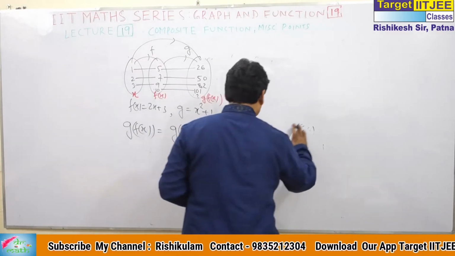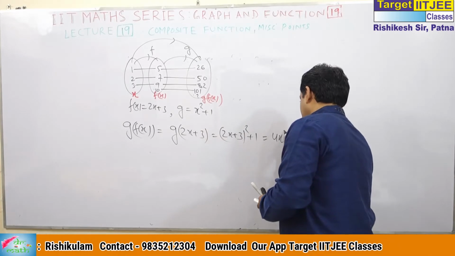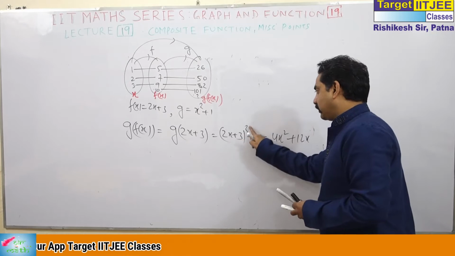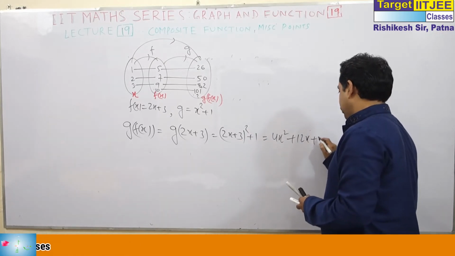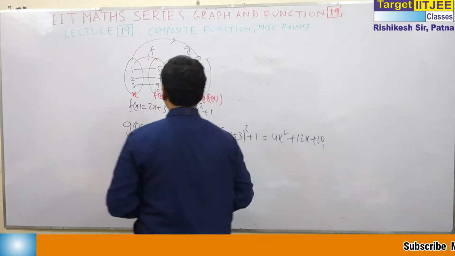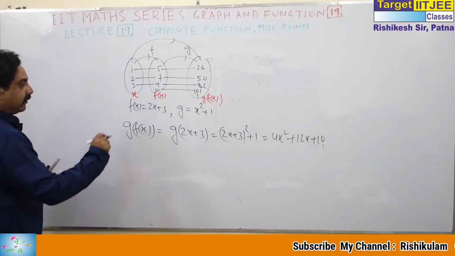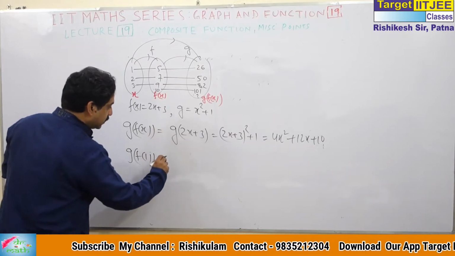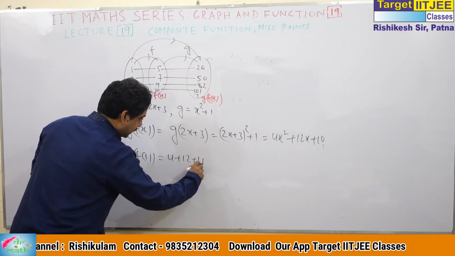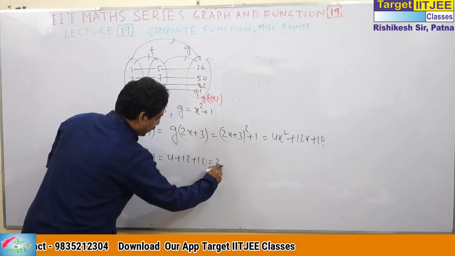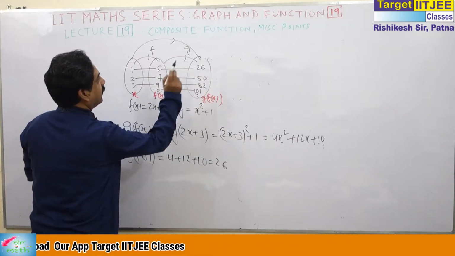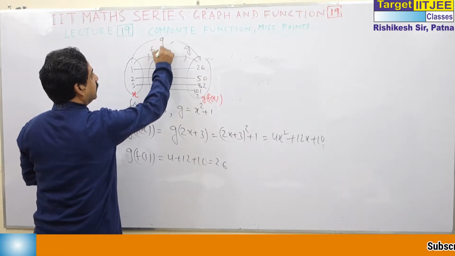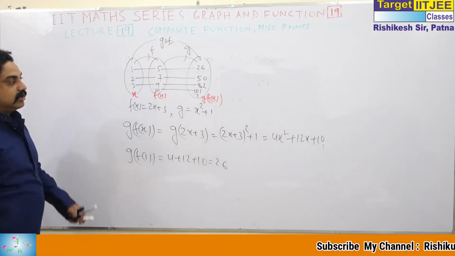We can also write it as follows: 4x square plus 12x plus 3 square, 9, plus 1, which is 10. So this is your function. What does it mean? When we put g(f(1)), you can see this is 4 plus 12 plus 10, 16 plus 10, 26. For 1 what do we get? 26. So this function is actually g of f.